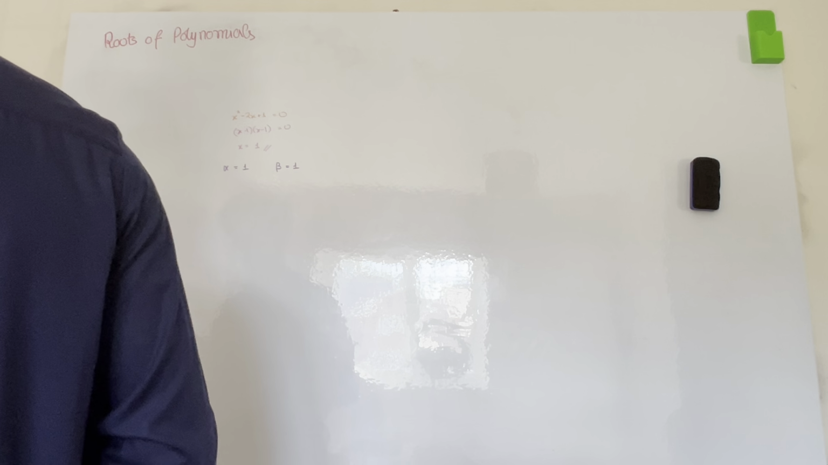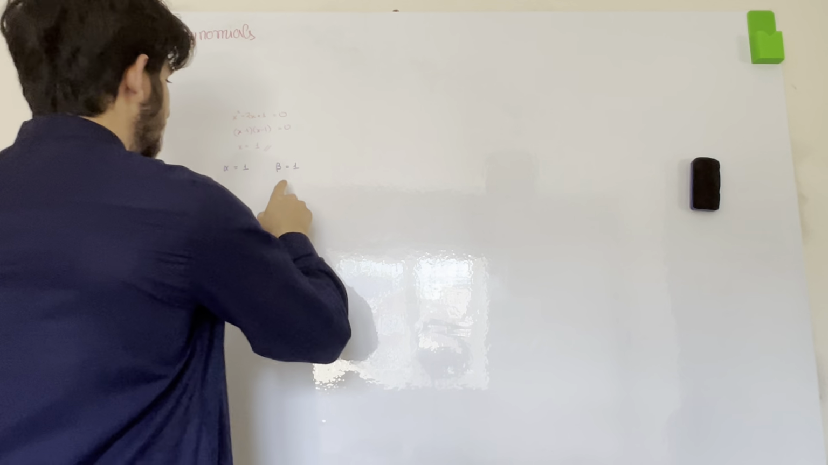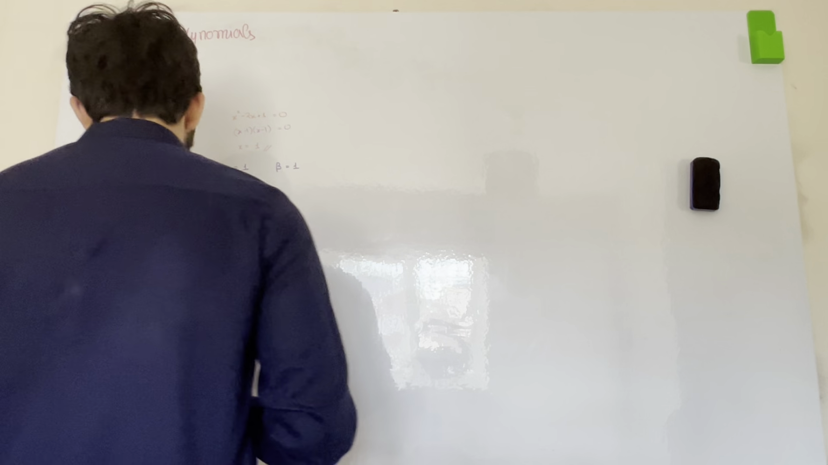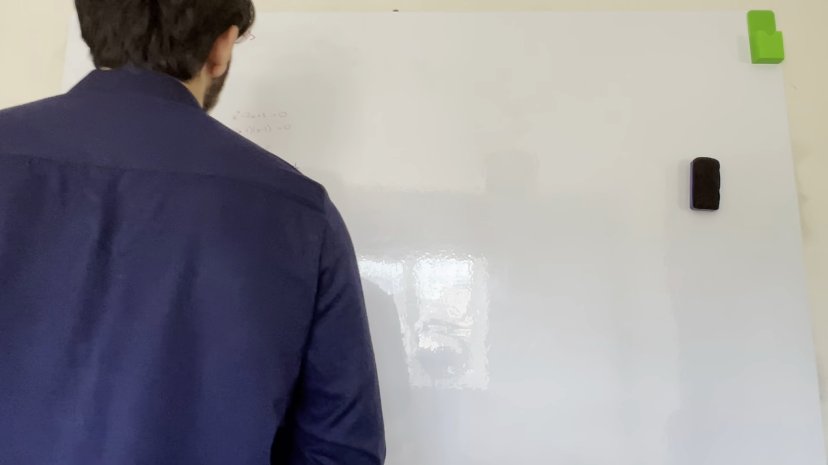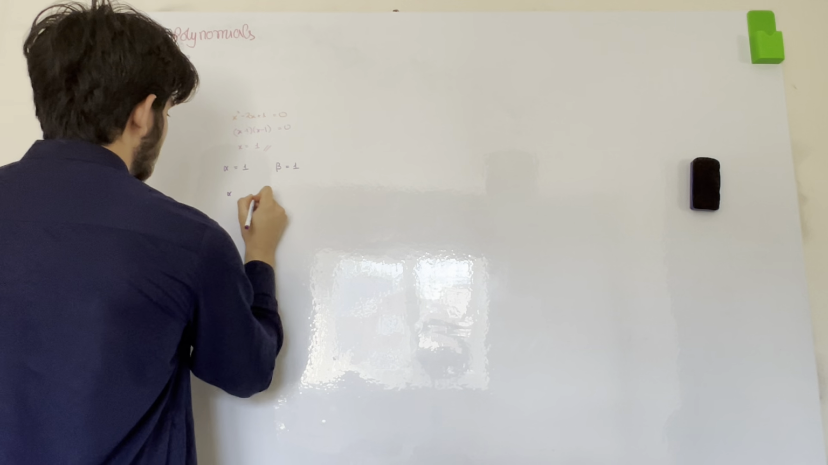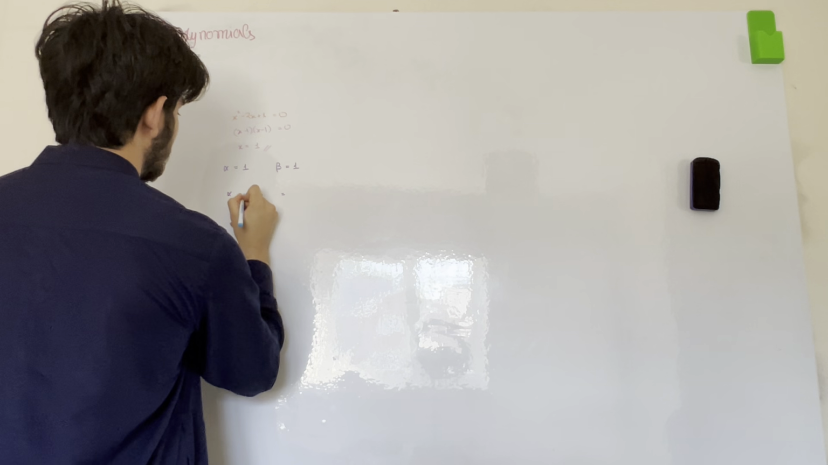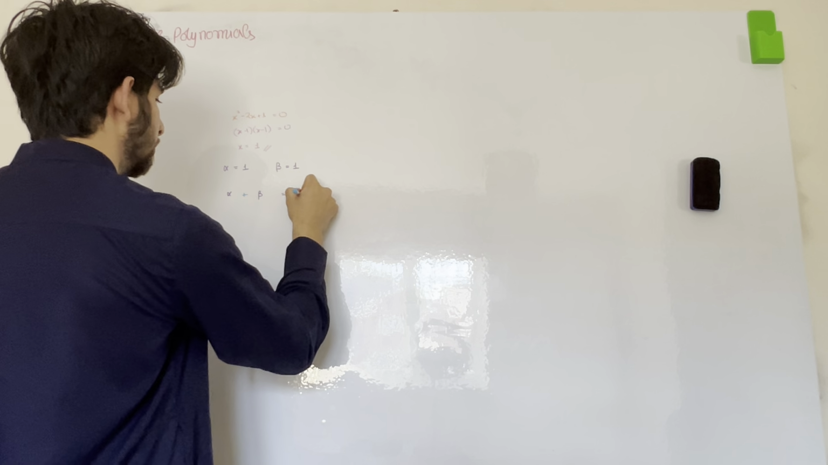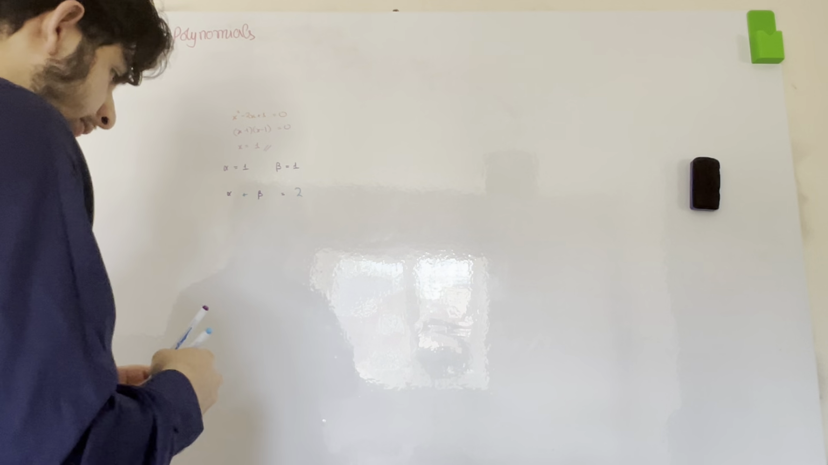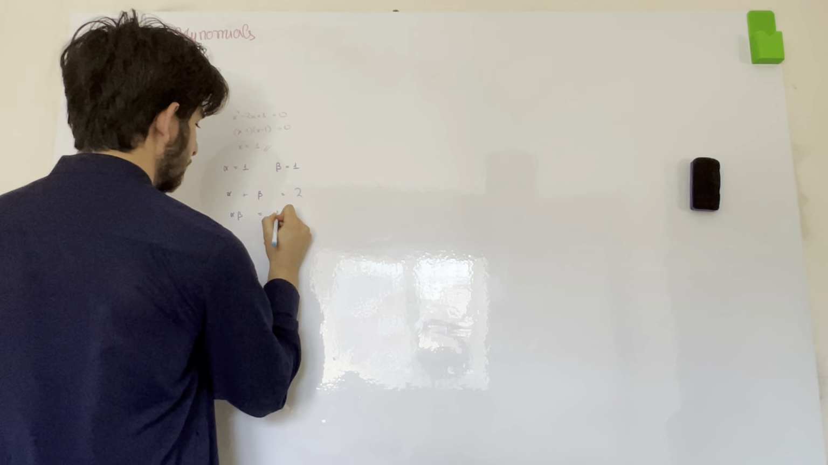Now let's do some elementary operations and see what these two kind of result in. So the first thing that comes to mind is adding them together. So let's do alpha plus beta, and in this case it will equal 2. Now if we were to multiply them, so we'll just have alpha times beta, then that will just equal 1 times 1, which is 1.